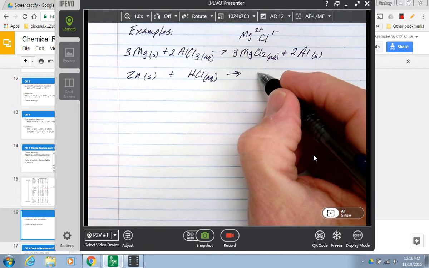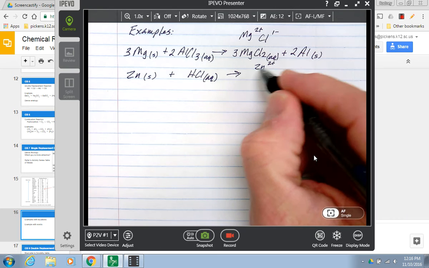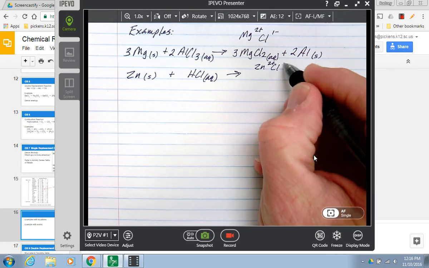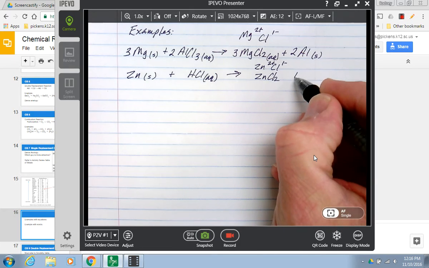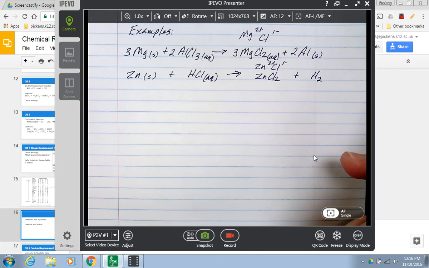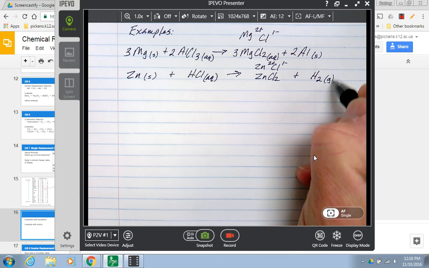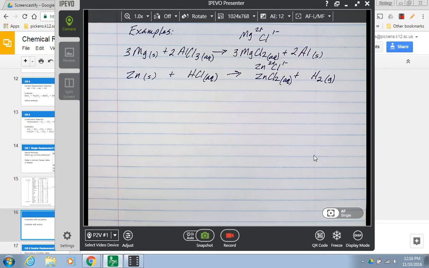So zinc, Zn, it's going to be a 2+ charge, and it's going to bond with chloride, 1 negative. So that's going to be ZnCl2 plus what? Hydrogen, and hydrogen is a diatomic, so it needs to have the H on it. Hydrogen is going to be a gas, and this is going to be in solution, so it's going to be AQ for that one.